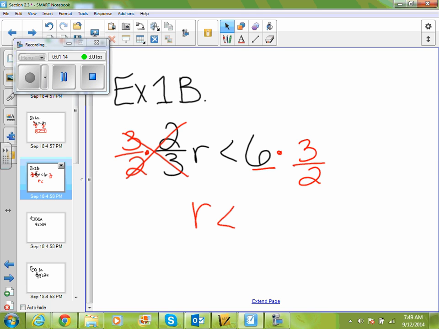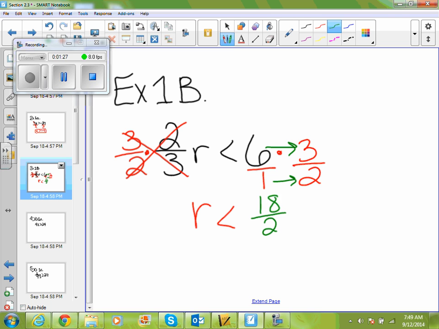I know that 6 is the same thing as 6 over 1. And when multiplying fractions, we multiply straight across. So 6 times 3 is 18. 1 times 2 is 2. Then if I simplify, 18 divided by 2 becomes 9. So r is less than 9.